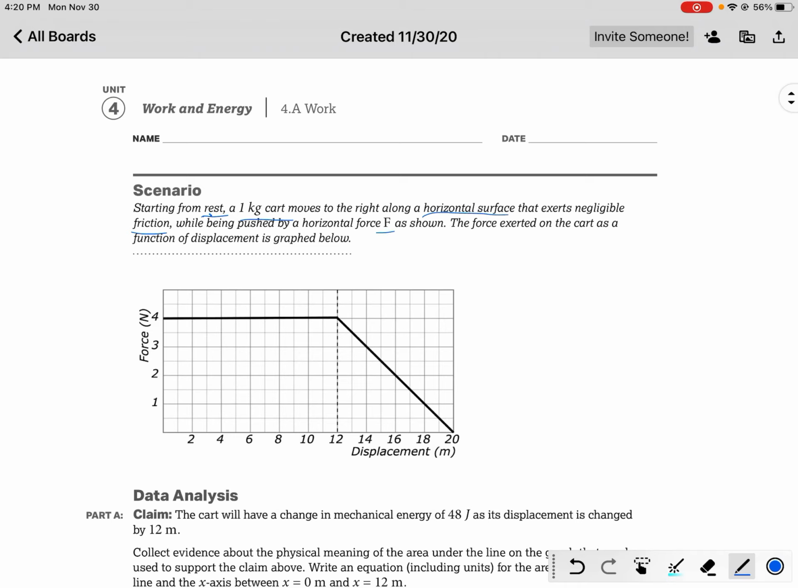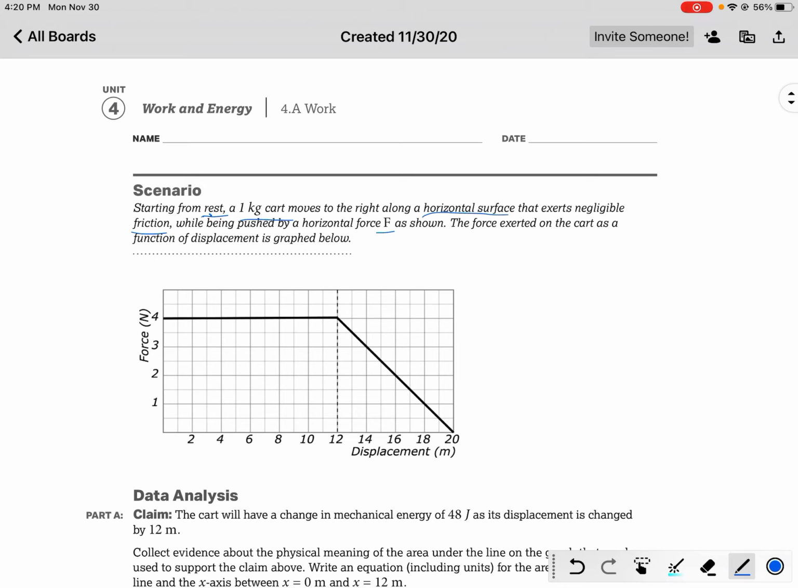So we have a force versus displacement graph, which is something new. Haven't really seen necessarily one of these before, but it looks like the force applied is constant for the first 12 meters, and then the force tails off as the displacement goes from 12 to 20 meters. We're going to really just be looking at that first 12 meters.